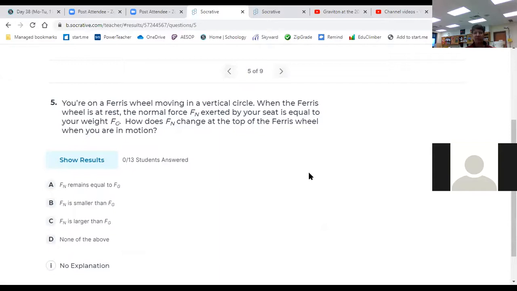How does the normal force change at the top of the Ferris wheel if I am currently in motion? So I'm currently in motion. What's true about the normal force at the top of the Ferris wheel?